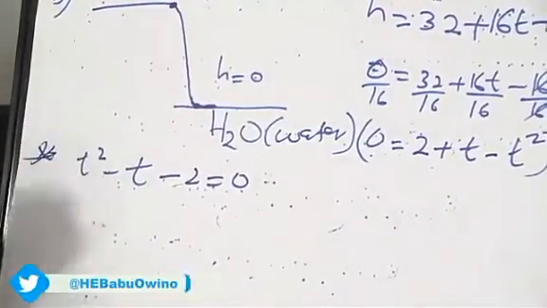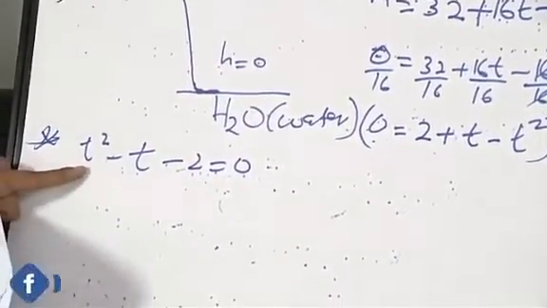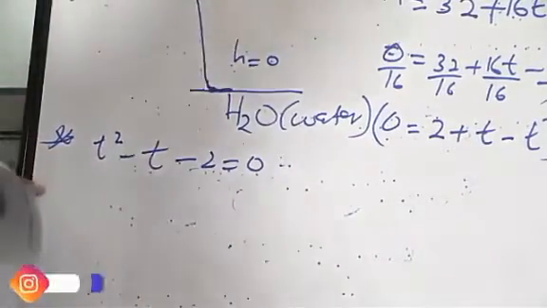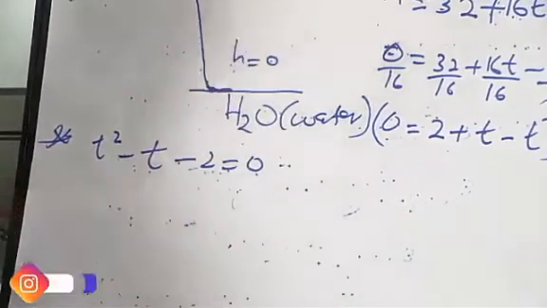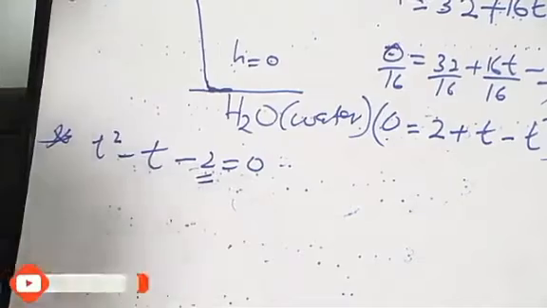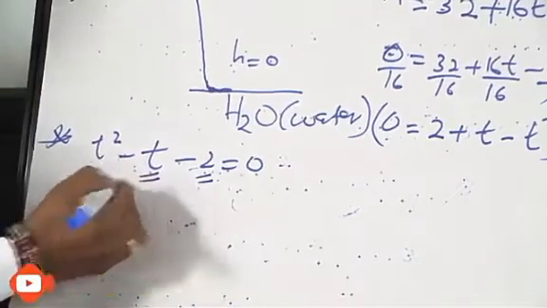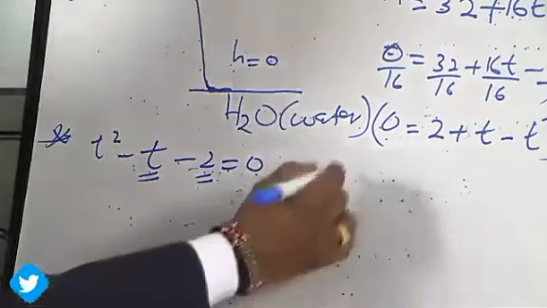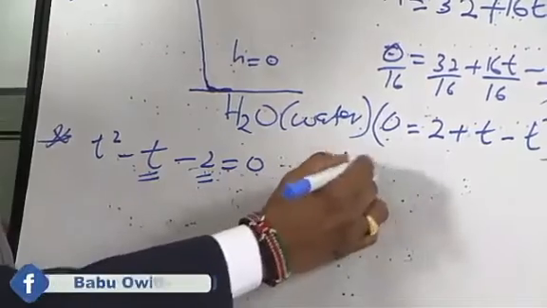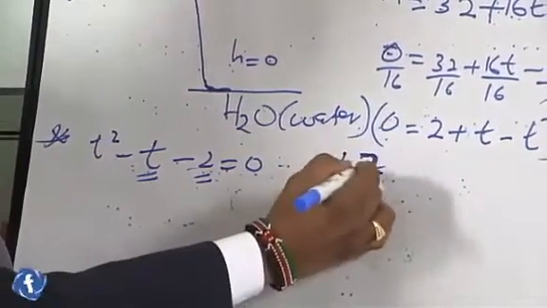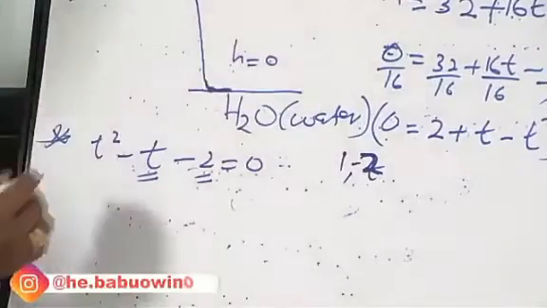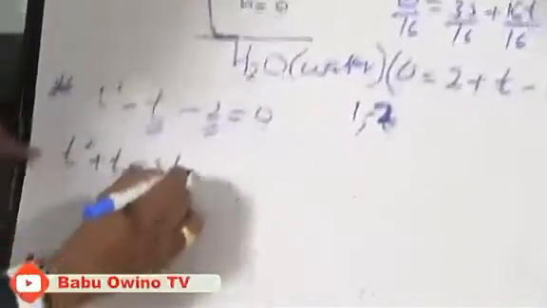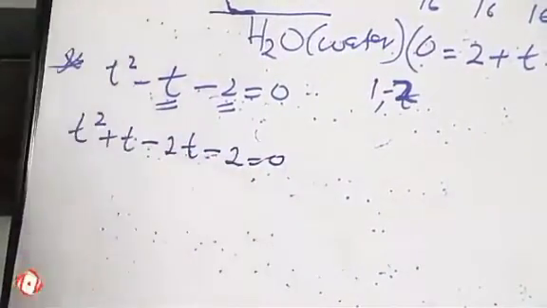So with our expression here, we factorize. This is a quadratic expression. In factorizing the quadratic expression, we look for two numbers that when you multiply give you -2, but when you add the two numbers, give you -1, the coefficient of t. So the numbers are 1 and -2. So in factorizing, we have t squared plus t minus 2t minus 2 equals 0.